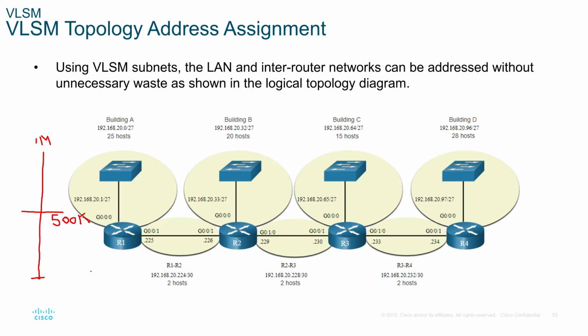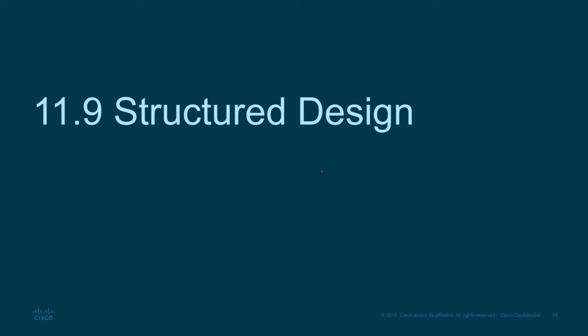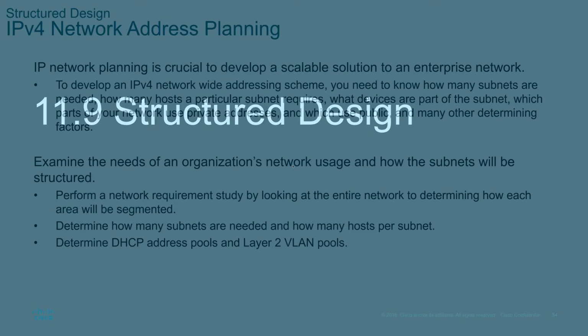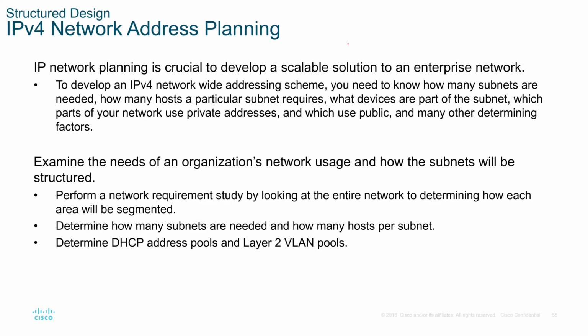So as we lay out networks, and as you become more experienced, these are some of the factors that need to be taken into account. How can we make it efficient, that we are not wasting addresses? And how can we keep the routing table as concise as possible? So we look for a structured design. The IP network planning is crucial to develop a scalable solution to an enterprise network.